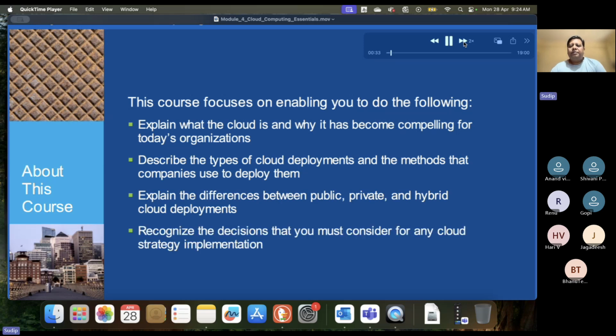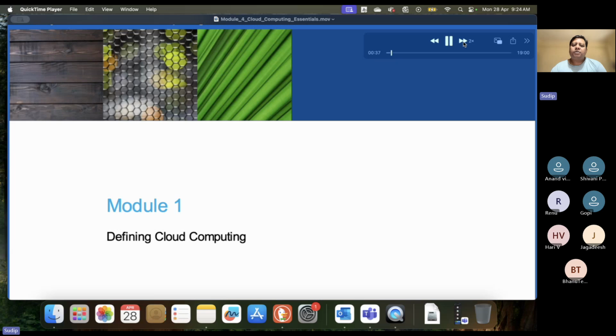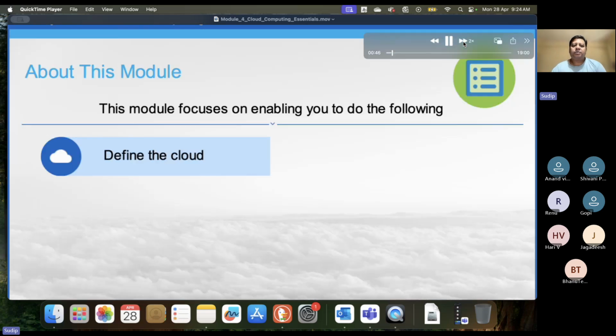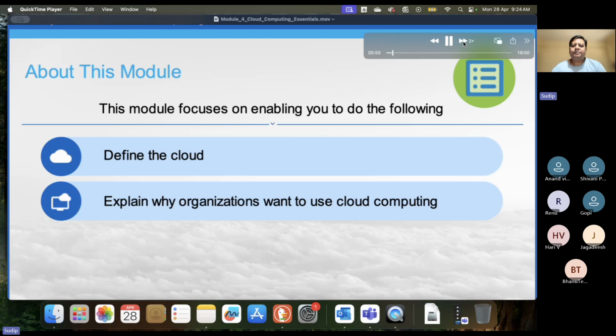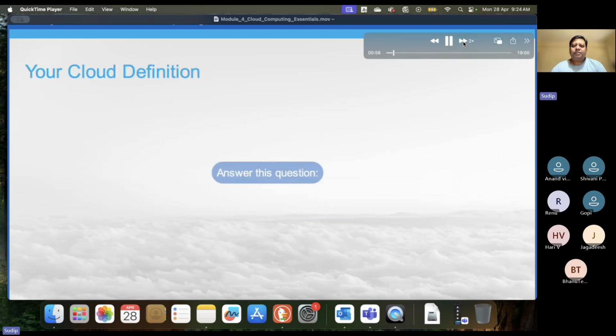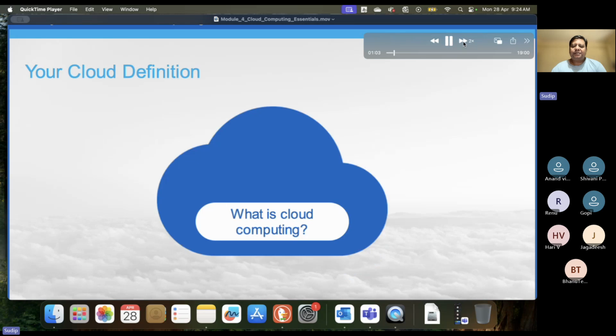Yes, so here we introduce new concepts called public cloud, private cloud, and hybrid cloud, and we'll talk about what that is. So first, there's a question. What exactly is cloud computing?